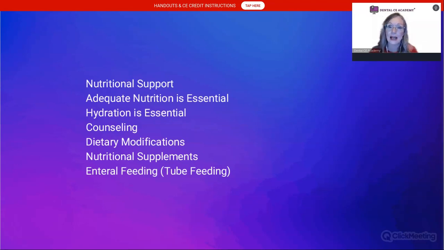Nutritional support. Adequate nutrition is essential, and it's a double-edged sword. If your patient can't swallow, they're not going to be adequately nourished, and they end up in the hospital with tube feedings, enteral feeding. Hydration, also essential. Counseling, dietary modifications, and nutritional supplements.